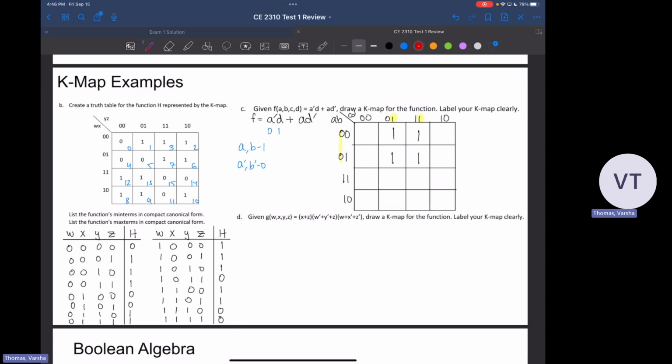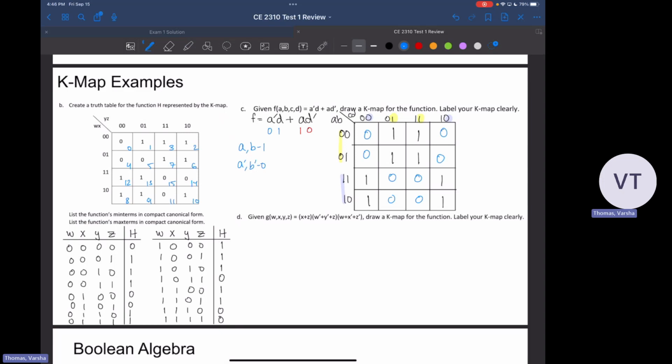And then I'm going to repeat the same thing with my second term. I have 1s wherever A is 1 and D is 0. Right? I'm going to put that just highlighted here. These 2 rows are where A is 1. And then these 2 columns are where D is 0. So if I'm putting in my 1s, A is 1, D is 0 in all of these spots. Right? And then wherever there's not a 1, there will be a 0. So I'm just going to fill in the rest of my K-map with zeros.